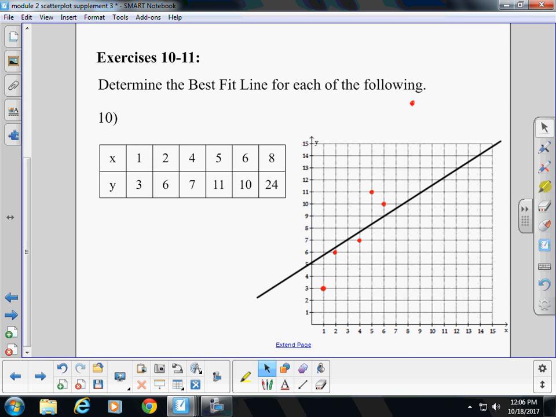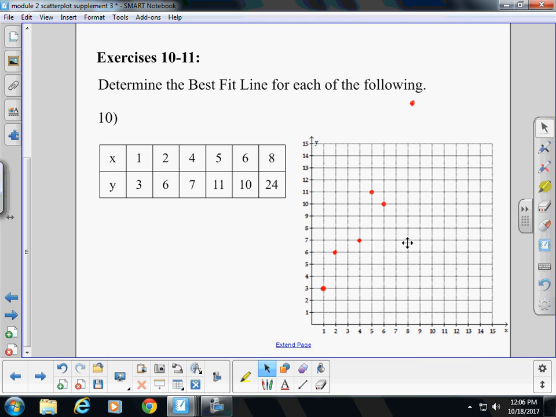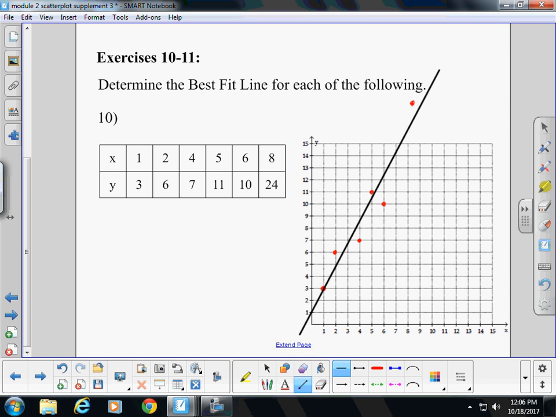Let me fix my line here and give you a better example. Let me get rid of this one. Okay, so going through the center of my points looks more like this. Okay, that's a best fit line. That's better. Now, your best fit line technically does not have to go through any points at all. However, it's usually better if it does go through, we said try to capture at least 2 points. So for example, this one here went through this point, but it didn't go through any of the other points.